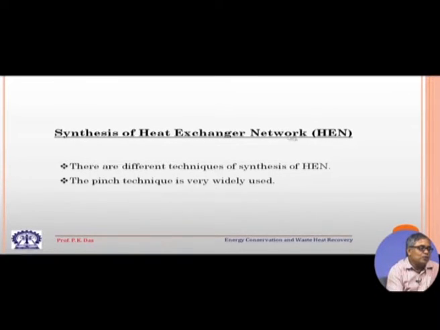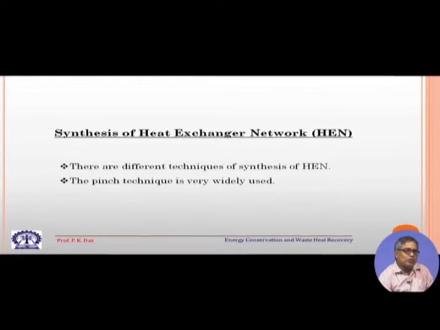Heat exchanger network, its short form is HEN. There are different techniques for synthesis of HEN, and out of that the pinch technique is very widely used. There are other techniques also, other programming techniques are available.